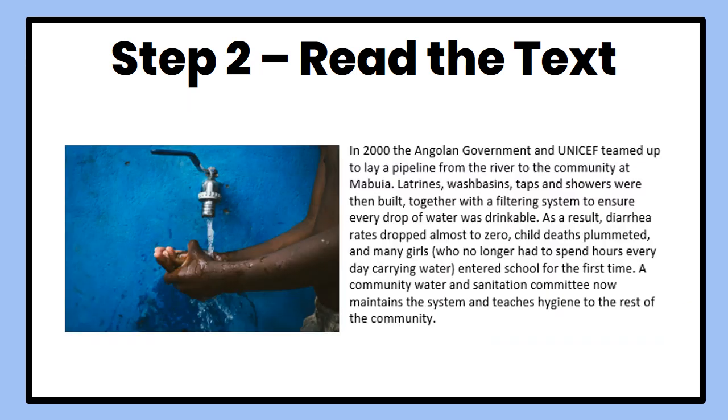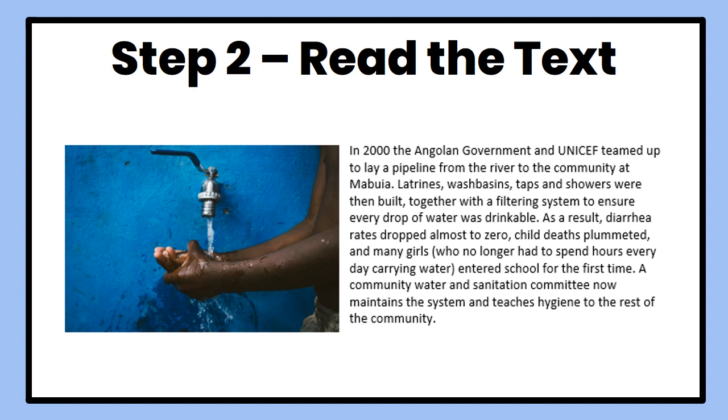Let's read the second part of the text. In 2000, the Angolan government and UNICEF teamed up to lay a pipeline from the river to the community at Mambuya. Latrines, wash basins, taps, and showers were then built, together with a filtering system to ensure every drop of water was drinkable. As a result, diarrhea rates dropped almost to zero, child deaths plummeted, and many girls, who no longer had to spend several hours every day carrying water, entered school for the first time. A community water and sanitation committee now maintains the system and teaches hygiene to the rest of the community.